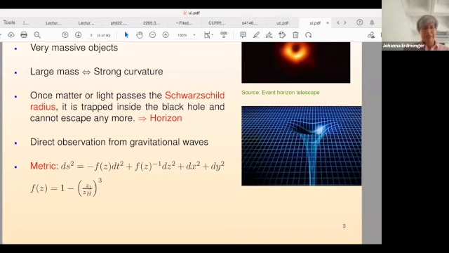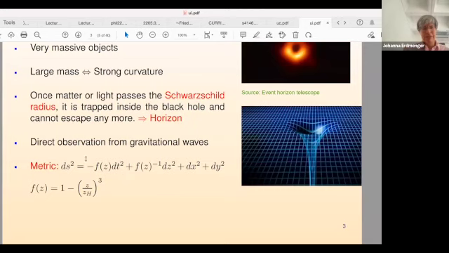Now you see something terrible happening when this coordinate z reaches the horizon, because then this factor is 1. Then you have 1 minus 1, and 1 minus 1 is 0. If this function is 0, then somehow the space becomes very degenerate here. This means that at the Schwarzschild horizon, at least in these coordinates, something strange happens in the space-time.